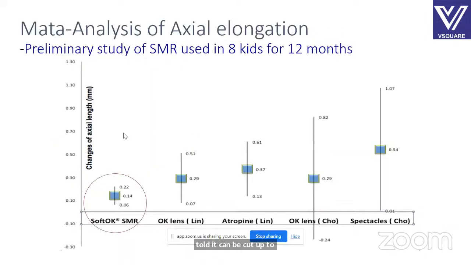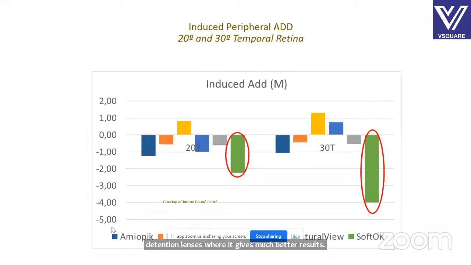There was also a meta-analysis study which was done. Based on the study, the soft ortho-K lens gives much better results compared to any other interventions, including your atropine or your spectacles. We call it soft myopia retention lenses, where it gives much better results. It is as good as your night wearing ortho-K lens, and this is because of the inward focus.